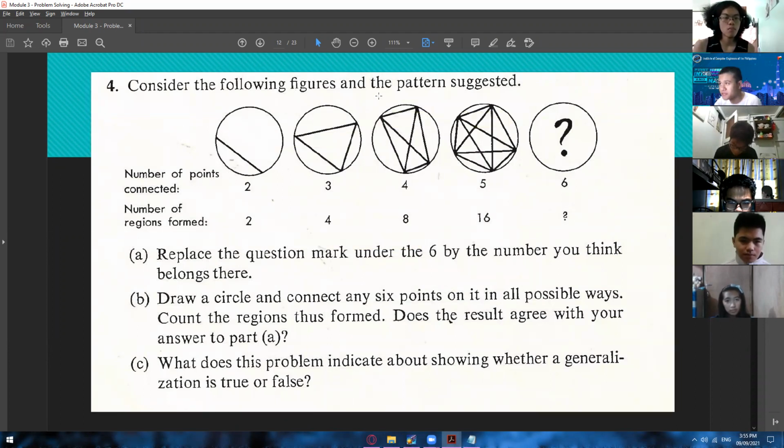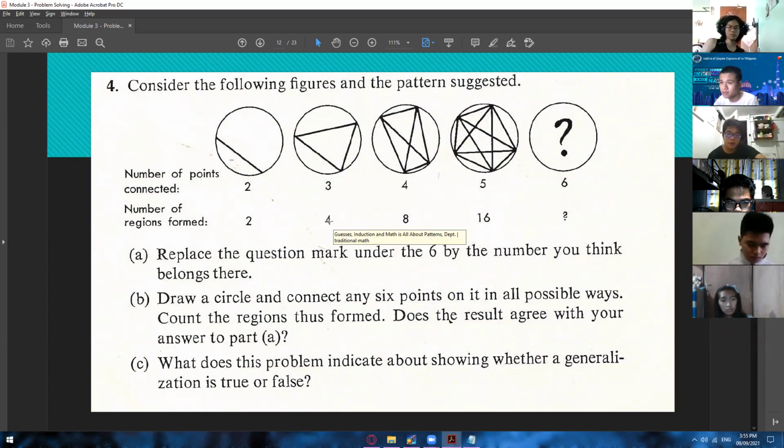So consider the following figures and the pattern suggested. Here are the number of points connected, and here are the number of regions formed. If we have 2 points, this is the first point and then the second point. As a result, it gives us 2 regions, 1 and 2. If we have 3 points, 1, 2, and 3, just connect all of those points to give us a number of 4 regions. So 4 points is 8 regions, 5 points is 16 regions, but what about 6?